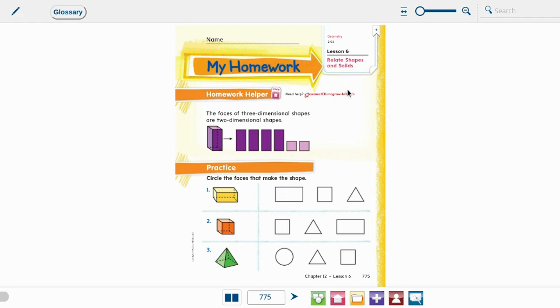Hopefully, you were able to start finding the way that our 2D and 3D shapes work together, seeing how our two-dimensional shapes actually make up the three-dimensional shapes.